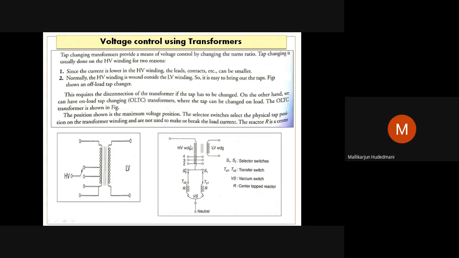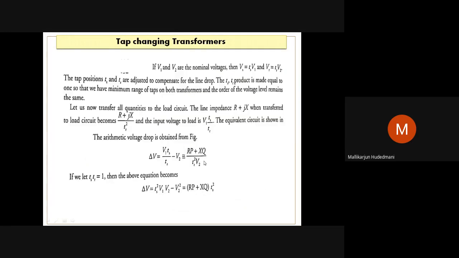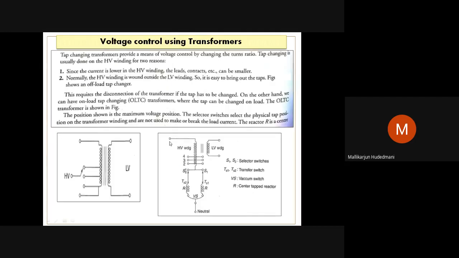You can see the HV winding and LV winding. You have the HV winding second terminal, terminal number 2. You can see terminal number 1, and another terminal is taken at the bottom, which is a neutral, which has some special fittings here. This you have to concentrate on. How exactly are taps changed? This is a logical switching.